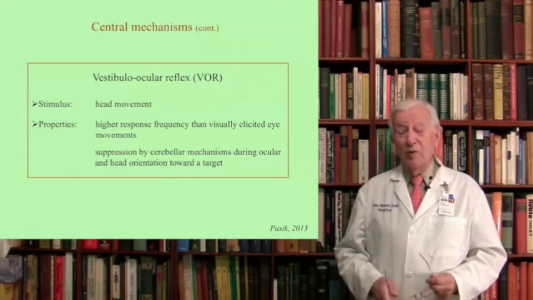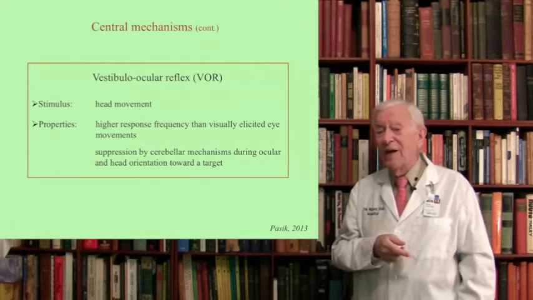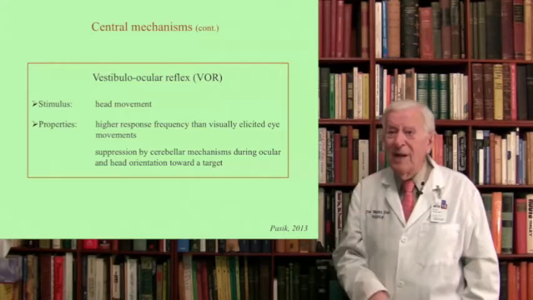But look what happens. The eyes are going to the right, but if my head is going to the right, the VOR is shifting the eyes to the left. And you don't want that. You want to keep on looking to the right. And therefore, it is one of the jobs of the cerebellum to suppress the VOR when you want to fix a target visually.